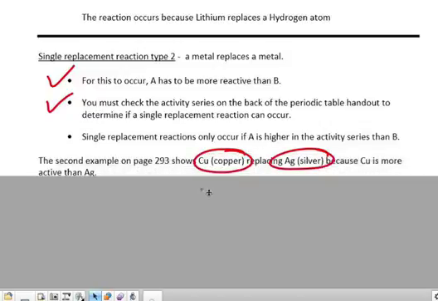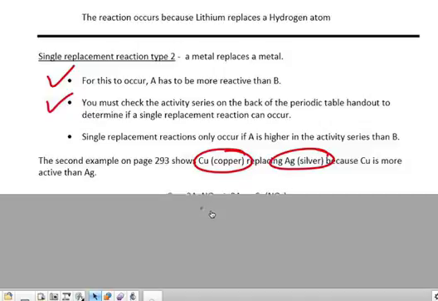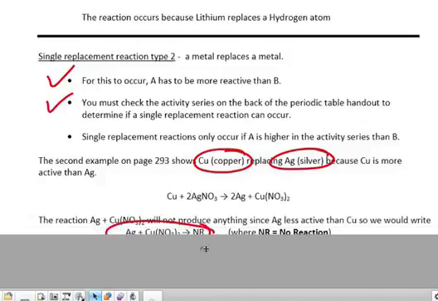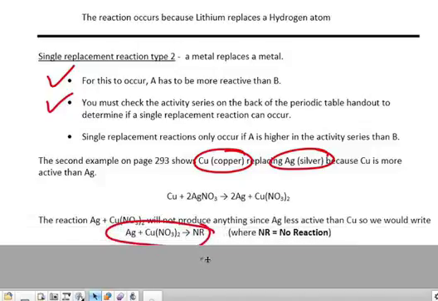And so we've got an example here on page 293. Copper, when it reacts with silver nitrate, the copper will replace the silver, and the products become silver and copper nitrate. But if you go the other way, if you started off with silver and copper nitrate, they will not react because silver is less active than copper. So these are not reversible reactions. They only go one way.